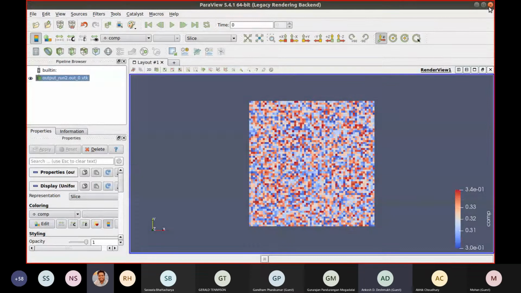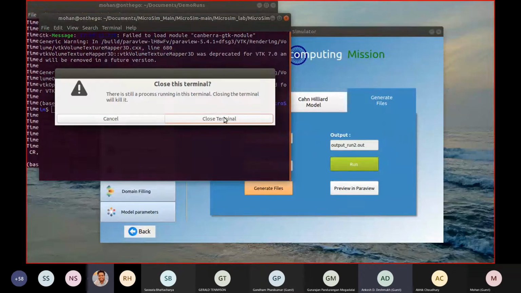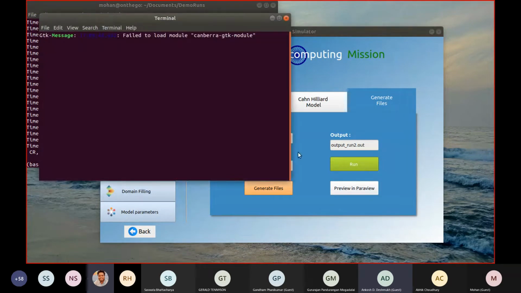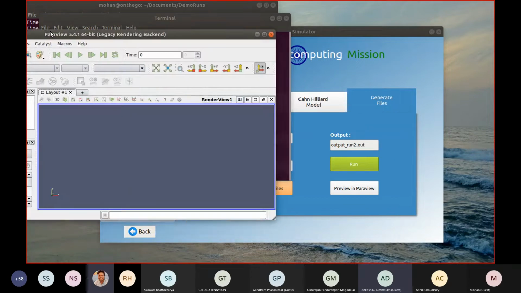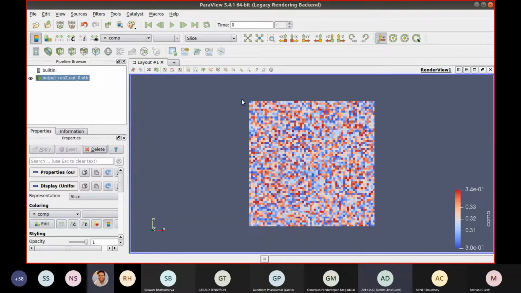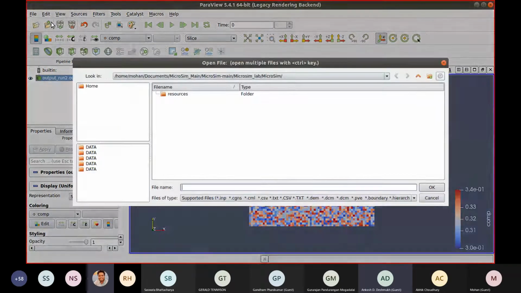Because one thing I would like to emphasize is, rather, I'll open and close the terminal. Again I'm opening ParaView, which is going to show, sorry, it is showing always run 0. Let us check.